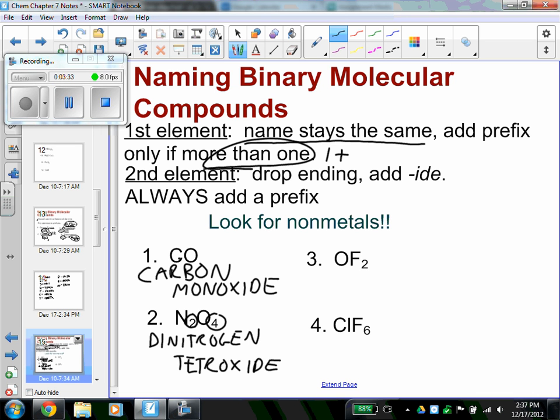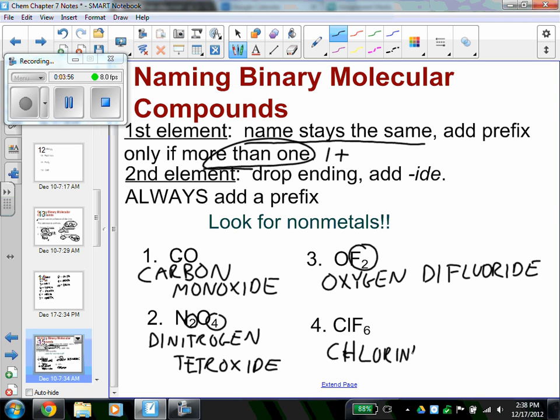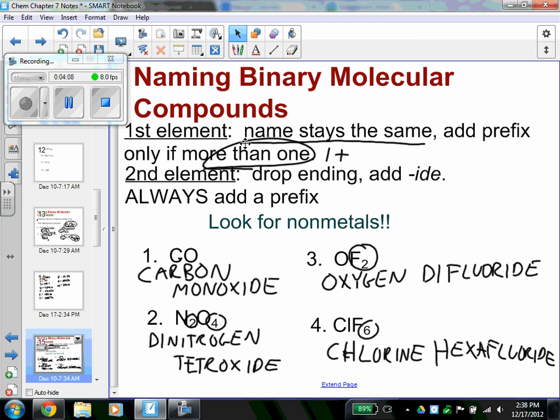Okay? Over here, OF2, there's only 1 oxygen, so it's just oxygen. And now I have 2 fluorines, so it's difluoride. And finally down here, again, I just have 1 chlorine, so it's just chlorine. Now there's 6, so that's hexafluoride. Okay? That's it. You practice those simple rules, you got it.